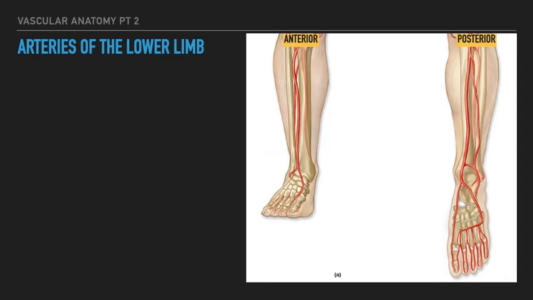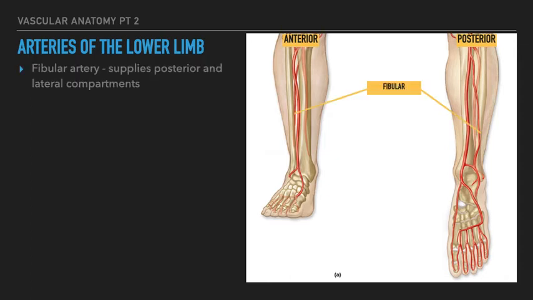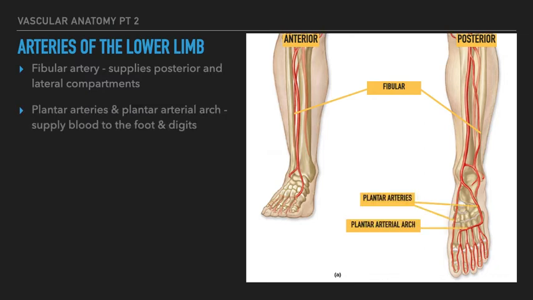And then finally down to the lower limb, we're going to find the fibular artery, which is a branch of that posterior tibial artery I spoke about on the previous slide. It supplies the posterior and lateral compartments of the leg, and it descends along the medial side of the fibula. Continuing with the posterior view, we find the plantar arteries and the plantar arterial arch. This supplies the underside or sole of the foot with oxygenated blood.